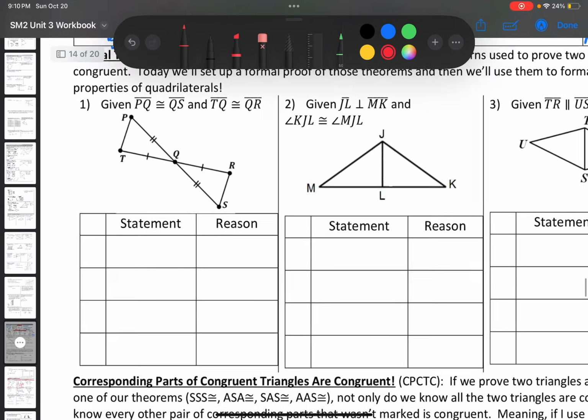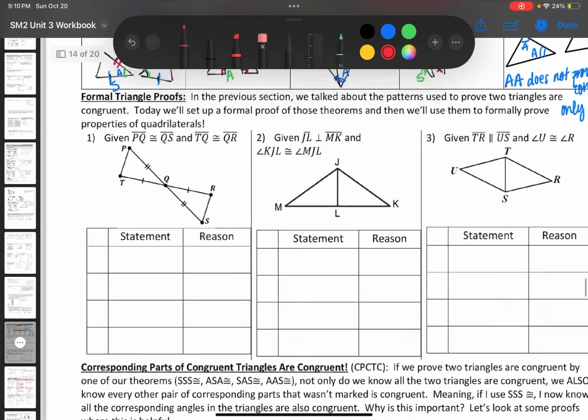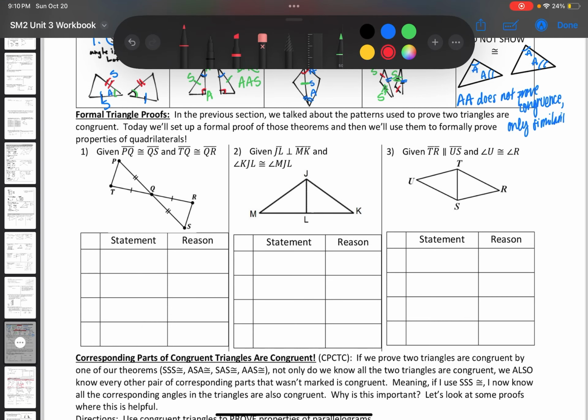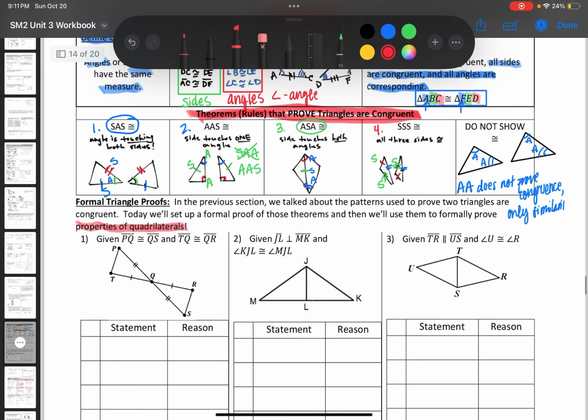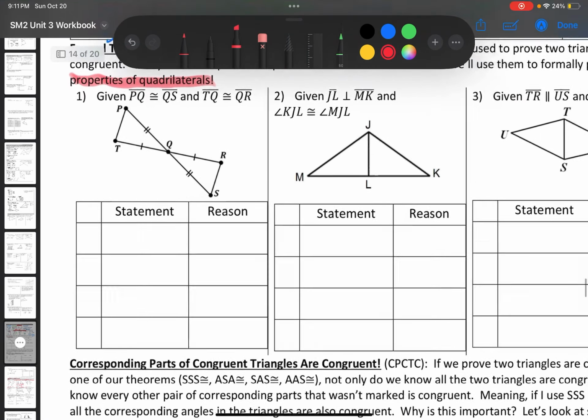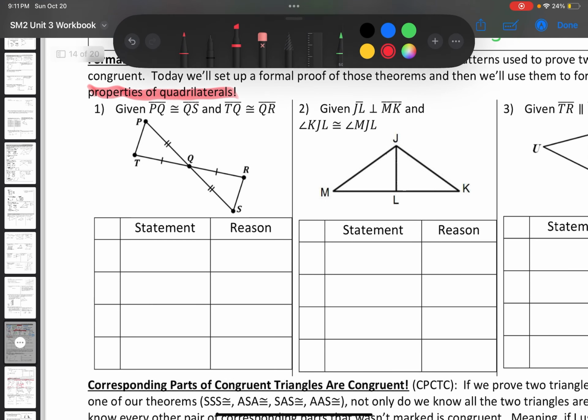When we write proofs, let's look at number 1 here. When we set up a formal proof of these theorems, today we'll set up a formal proof of those theorems, and then we'll use them to formally prove properties of quadrilaterals, right? So we're going to use these 4 theorems up here to write proofs to show that these two triangles are congruent.